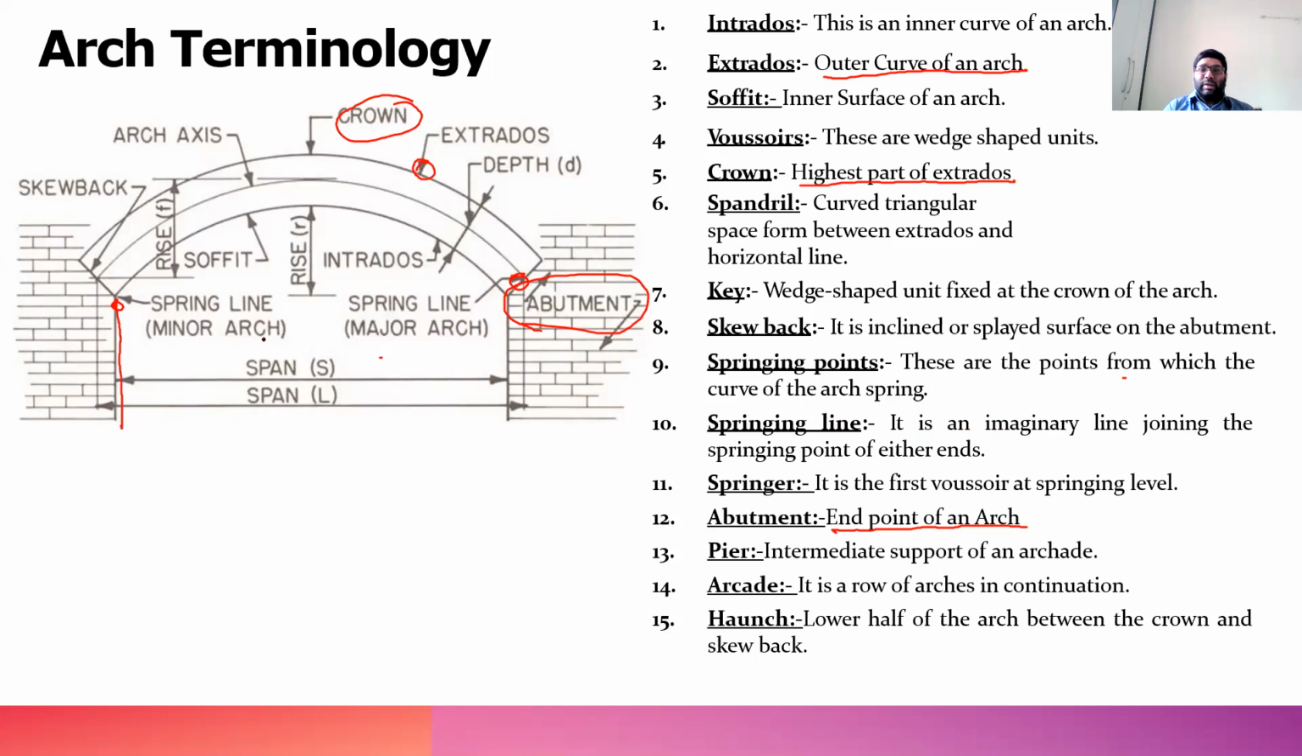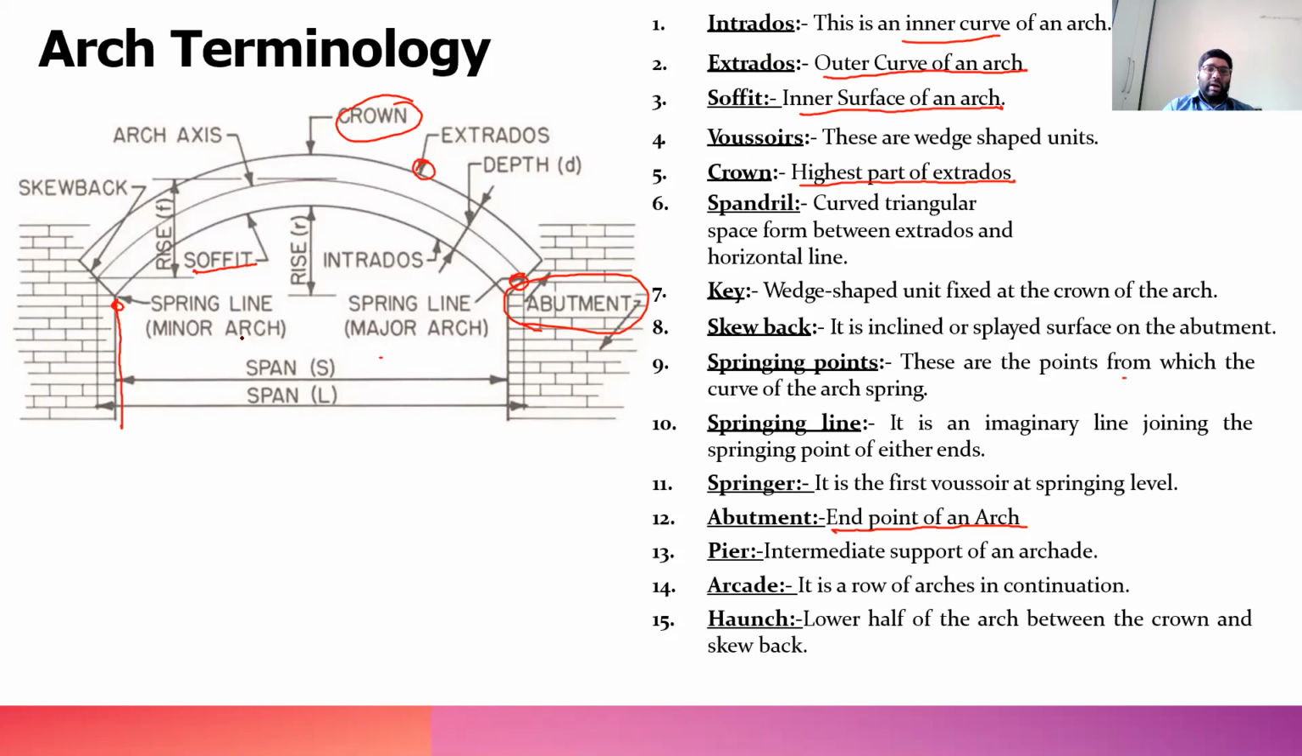What else do we have? We have the soffit. Soffit is the inner surface of an arch. We need to understand the difference here. Inner surface, inner curve. Okay. Inner curve is intrados, inner surface is soffit.